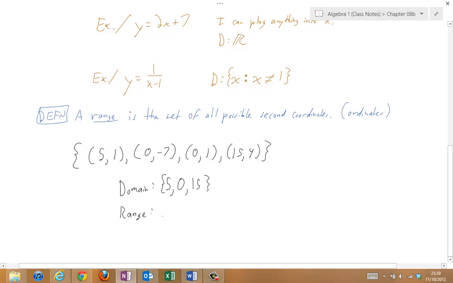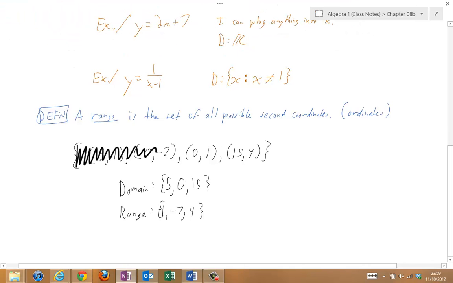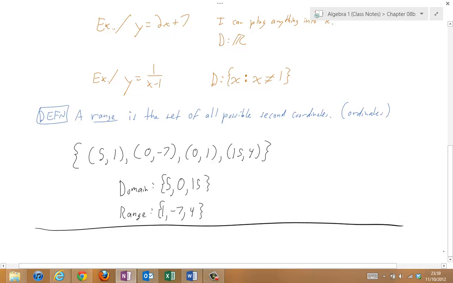Range: 1, -7, 1's already there, and 4. So if I were to cover up what I just did and look at my domain and range, I would never be able to tell what those original ordered pairs were. So just keep that in mind: domain and range is not a substitute for listing those pairs. It's just an attribute, a quality, something about them.